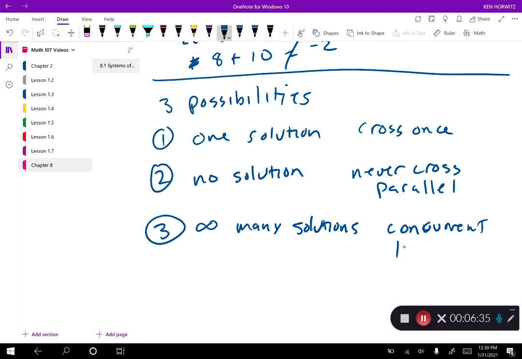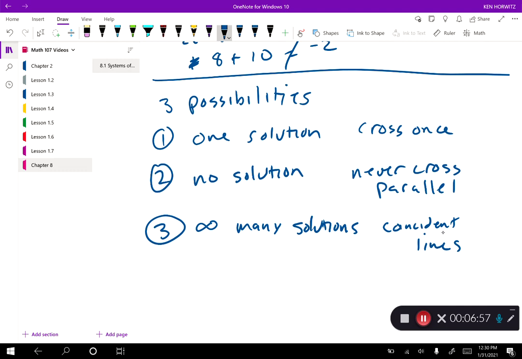Or coincident lines, which basically means that the two equations would be the same line. All right, so there are our three options.